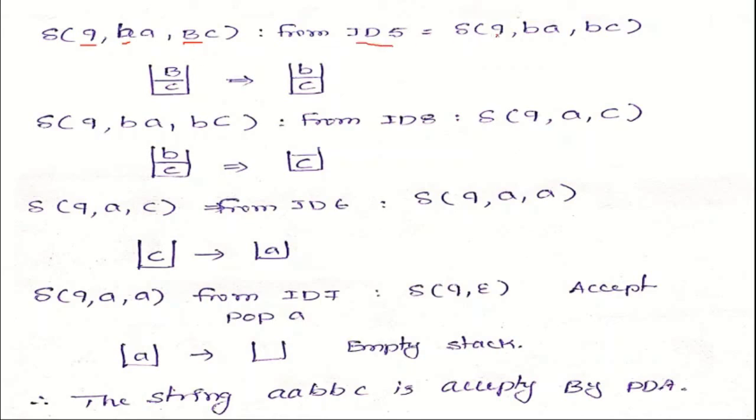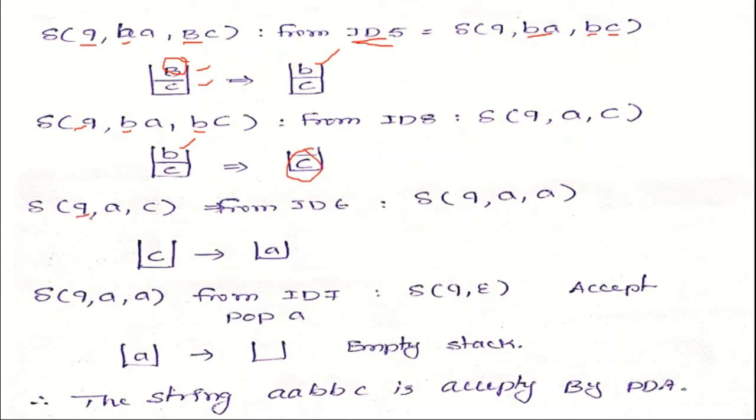We can push only B, from ID5. Then it can be written as Q comma the input BA as it is, the top of the stack is B, and one more symbol C. So the stack initially contains this configuration B and C, and in the place of B, as per ID5, we replace with the terminal B. Next, the current state is Q, the input is B, and the top of the stack is B. From ID8 we can perform the pop operation. That means this B will be popped from the stack, remaining is only C.